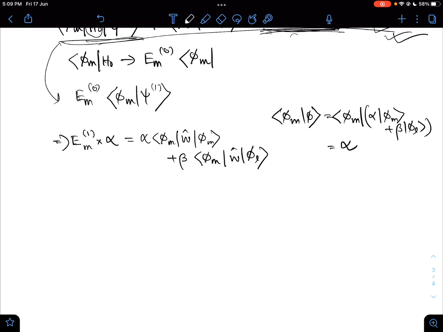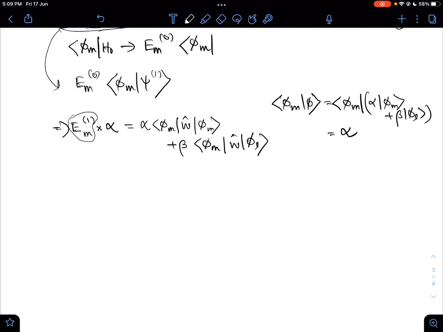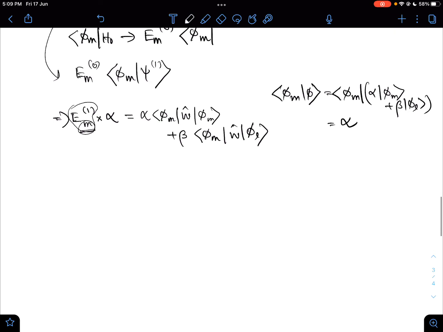Yeah, so this is our energy correction in the first order of our degenerate states. So for simplicity, we are dropping this m term now. So we will have E1 alpha, which will be equal to alpha W mm plus beta W ml. Now these are the matrix elements of our perturbative Hamiltonian, so we can denote them by W. So these are just the matrix elements.